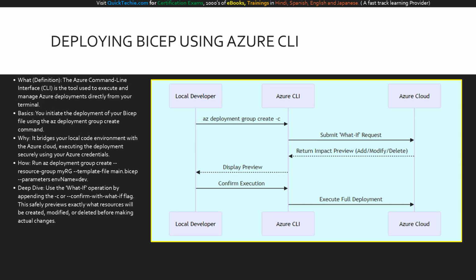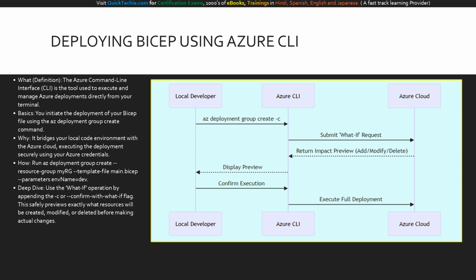You have written a beautiful Bicep file, but it is just text on your machine. To bring it to life, we use the Azure Command Line Interface, or Azure CLI. The CLI is the bridge between your local environment and the Azure cloud. To push our code, we use a specific command, az deployment group create. We pass it our resource group, point it to our .bicep file, and feed it our parameters. The CLI authenticates, bundles the code, and instructs Azure to build our ML workspace.